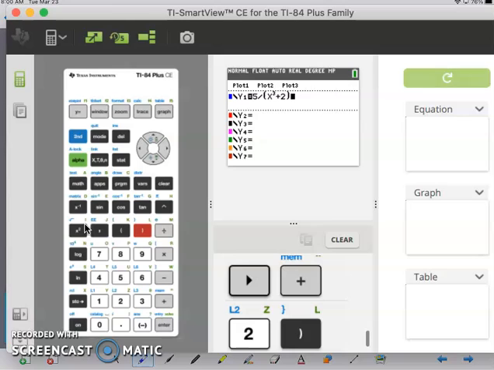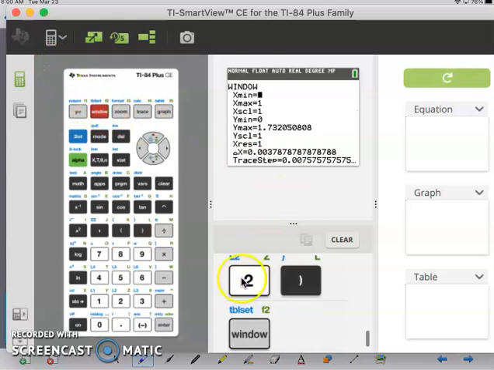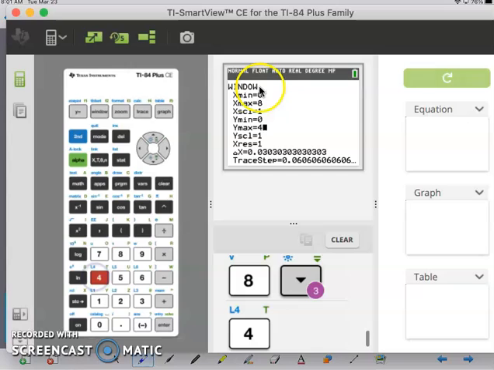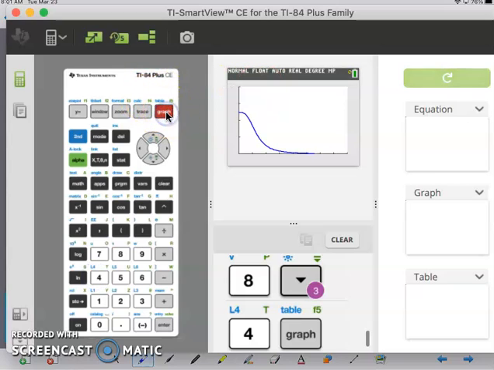I know that I am looking at this integral from x equals 0 to x equals 8. So for my window, I have x equals 0 as my x min. I'm going to change my x max to x equals 8. I'll leave my x scale at 1. I'm going to leave my y minimum at 0 just because I happen to know that this integral lives above the x-axis the entire time. And then my y maximum I'm going to change to, let's do 4. And let's take a look at the graph.